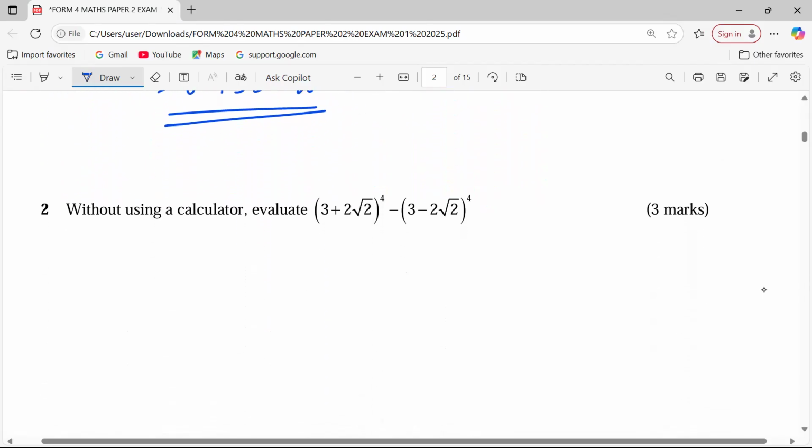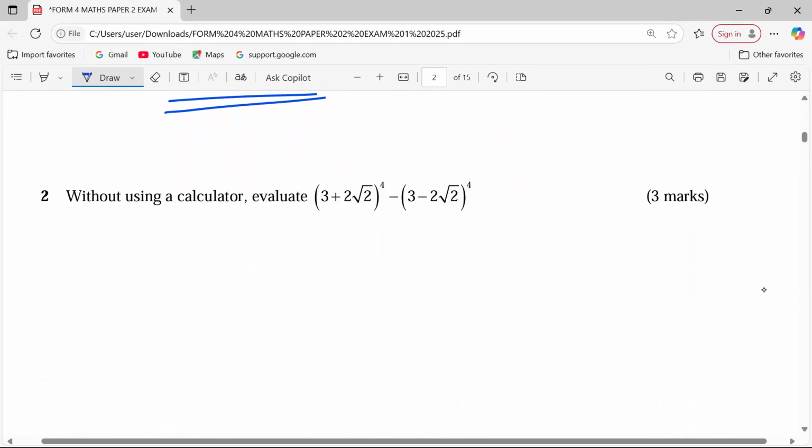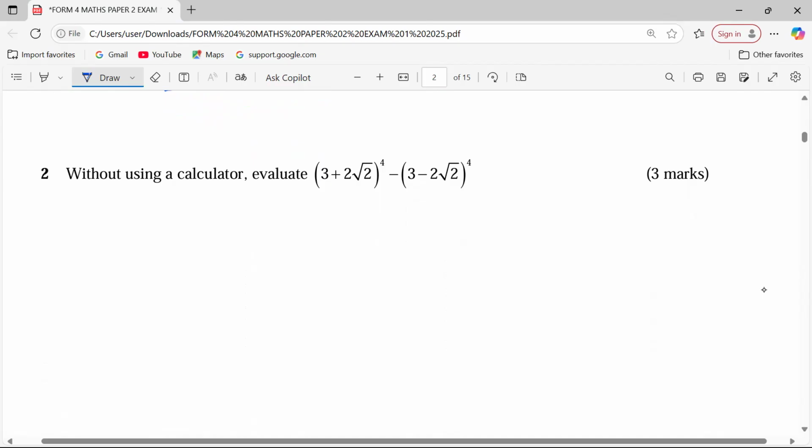Now at number 2, without using a calculator, evaluate (3 plus 2 root 2) to the power 4 minus (3 minus 2 root 2) to the power 4. So with this now, you shall allow me to advise you that this is on binomial expansions, and we're going to first, under the first expression, raise it to power 4. Then we also address the second expression, we also raise it to power 4. Then now we'll be doing the difference.